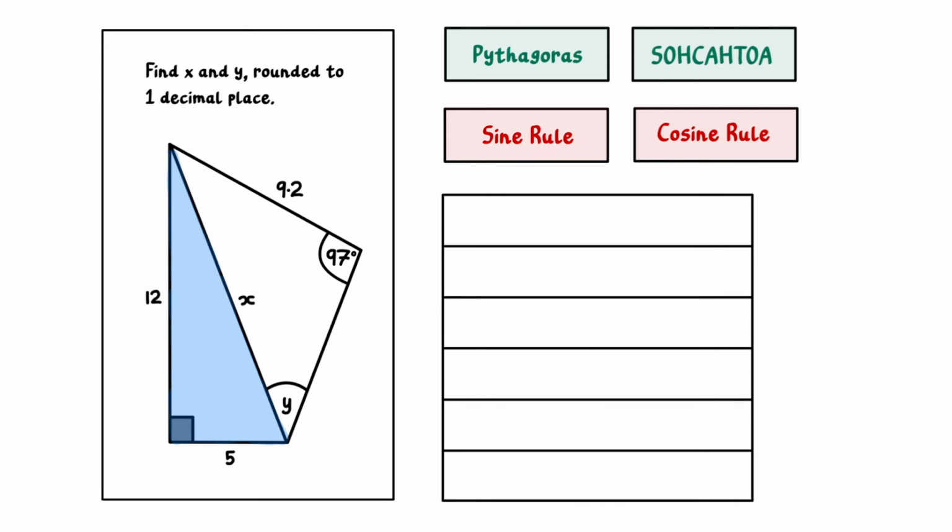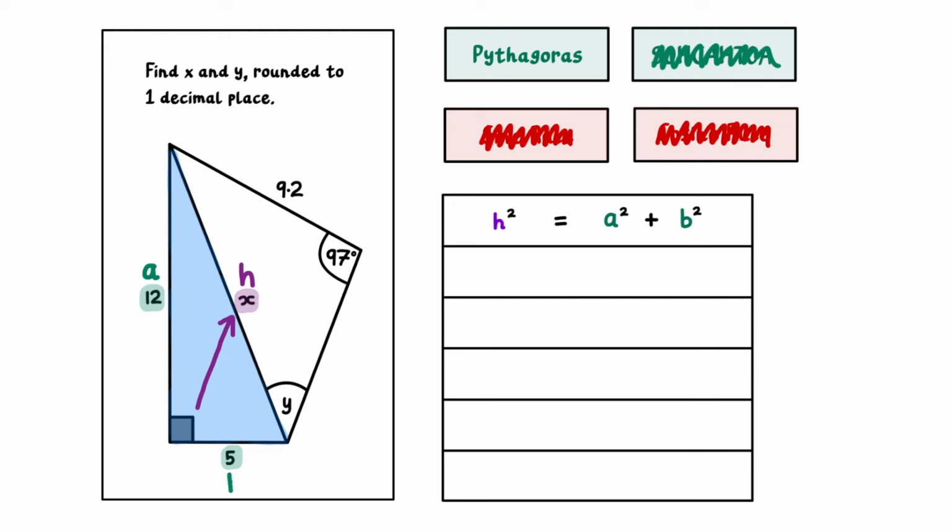Since our triangle contains a right angle, we'll want to use Pythagoras or SOHCAHTOA. Focusing on the sides, we'll notice that all three sides are involved. This is the perfect setup to apply Pythagoras. This states that h squared equals a squared plus b squared. H refers to the hypotenuse, which is the side across from the right angle. A and b refer to the other two sides. Here, we can let h equal x, a equal 12, and b equal 5.